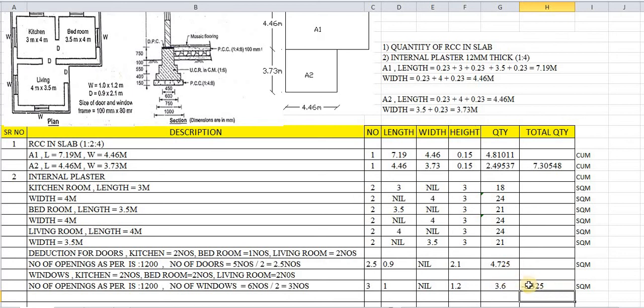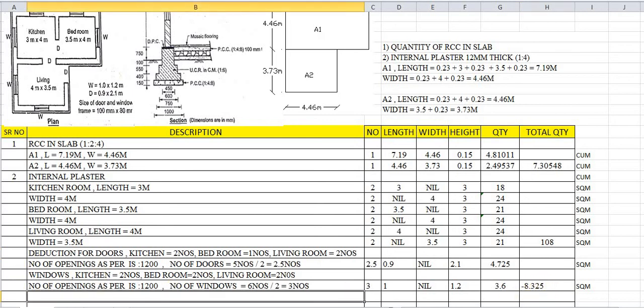Why minus sign? Because these are deductions. Minus sign indicates we have to deduct this quantity from the total quantity. Here we will add this quantity also. So the kitchen room internal plaster is this, up to this side. We will add all of these together. 108 is nothing but the total quantity. The 108 without deductions is the quantity of the internal plaster, whereas deductions for doors and openings come to minus 8.325.